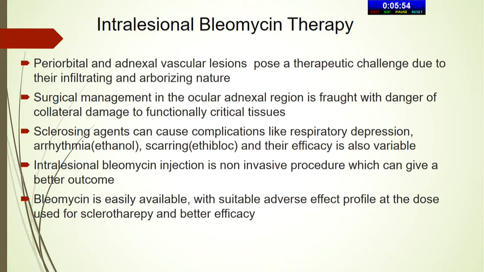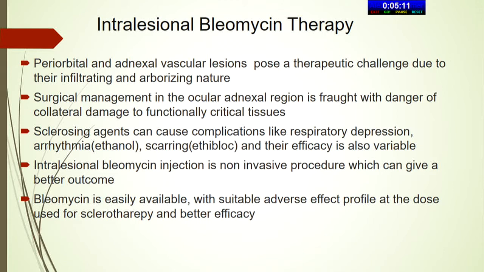So why did we choose bleomycin? Because as I told you earlier, these lesions pose a therapeutic challenge, and the surgical management is fraught with danger, and it may not be so effective, and other sclerosing agents may have some serious complications, whereas the most common complication of bleomycin in the head and neck region is pulmonary fibrosis, but it occurs at doses which are maybe 20 times more than the ones that we require for the orbital lesions. So pulmonary fibrosis is not an issue as far as our lesions are concerned.